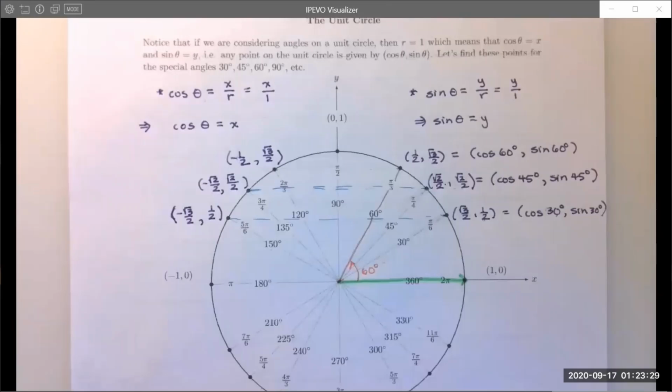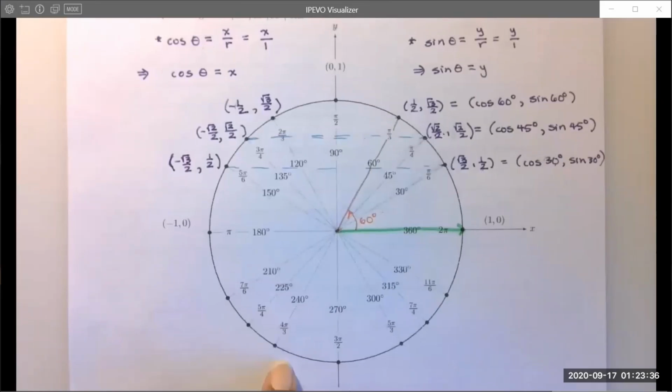Okay, so we'll pause here, and then Monday's pre-recorded lecture is going to discuss how to find the points in the third and fourth quadrant, as well as what it means in relation to these angles.